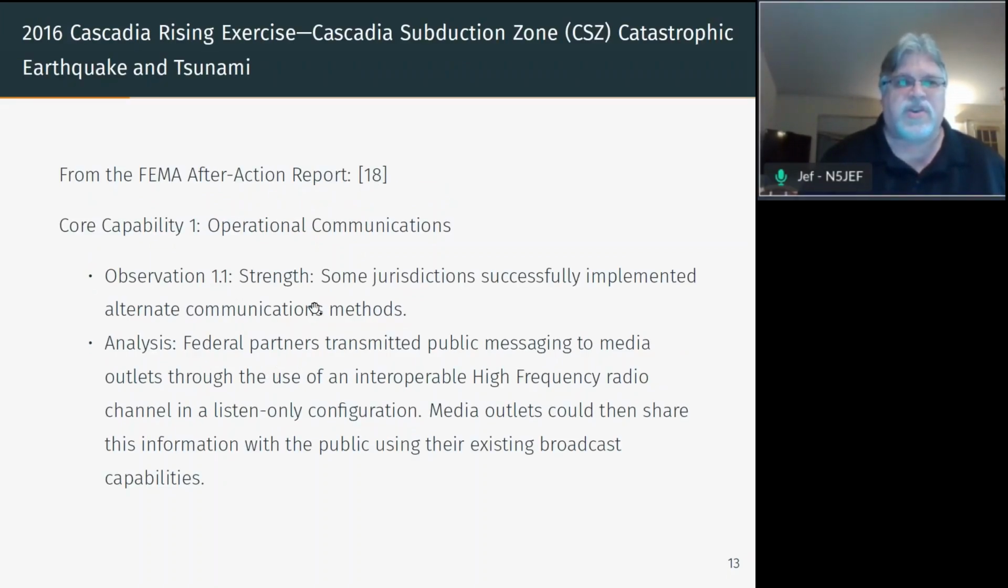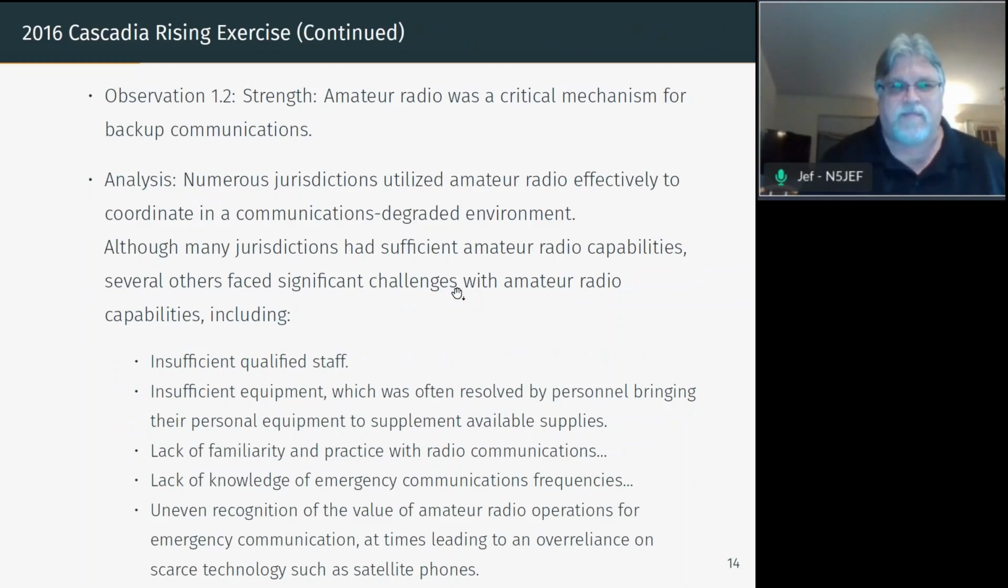A couple years ago, actually 4 years ago now, Cascadia Rising was a large FEMA exercise based on the possibility of a large earthquake and tsunami hitting the northwest coast. And they emphasized the importance of amateur radio as a backup for satellite or as a replacement for satellite. And they found some weaknesses where people didn't have sufficient training, sufficient equipment, sufficient knowledge of amateur radio communications to provide in an emergency such as that. So just another example emphasizing our value for emergency preparedness and community service.